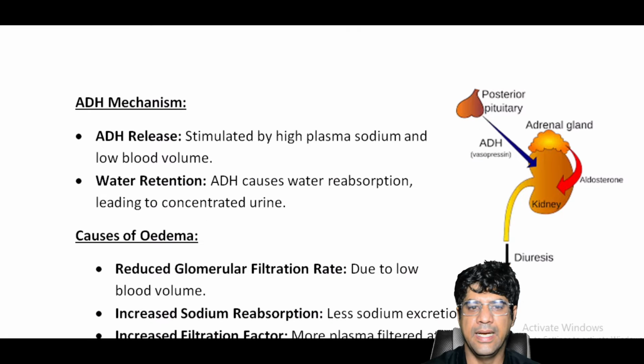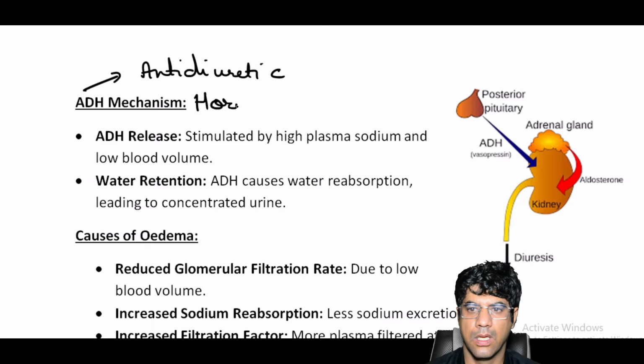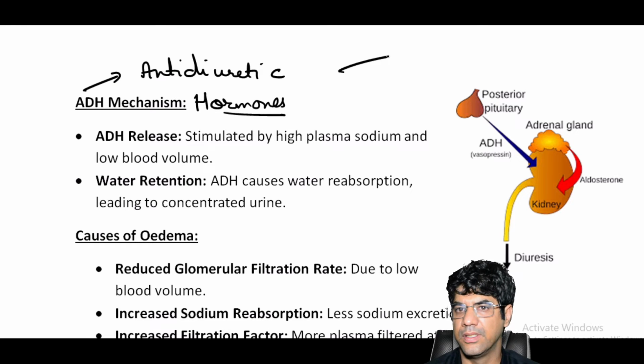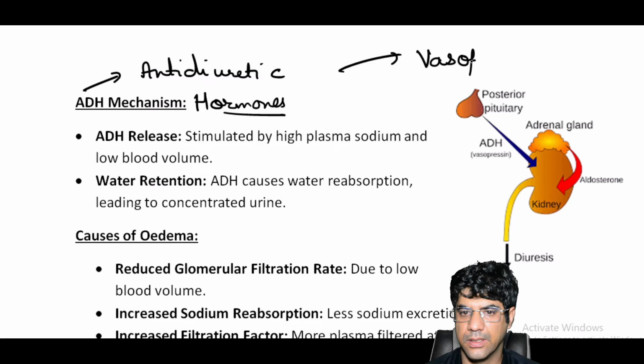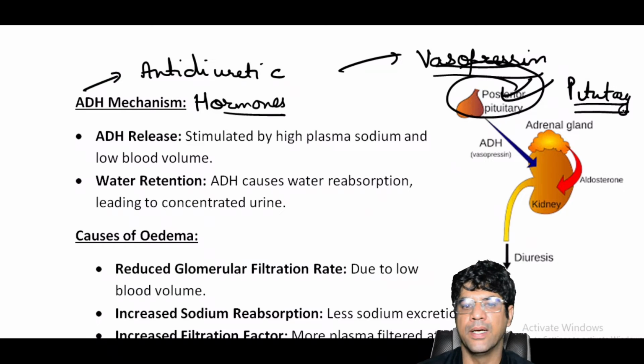The other is the ADH mechanism. ADH means anti-diuretic hormone, that is also known as vasopressin. This vasopressin is produced by the hypothalamus in the brain and stored in the pituitary gland. It is released when the sodium level in the blood is high or when the blood volume is low.